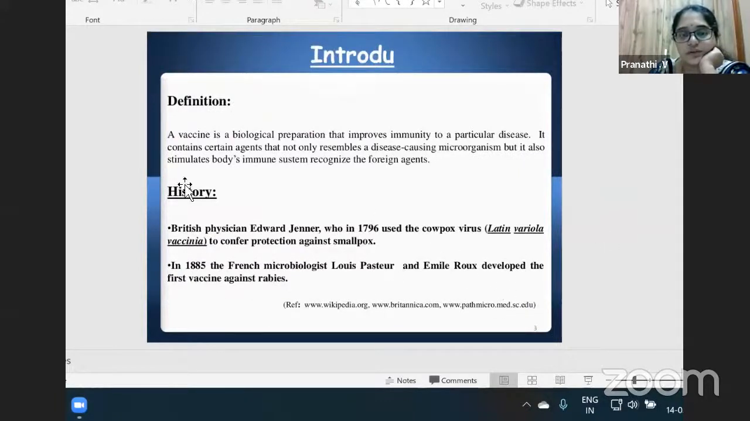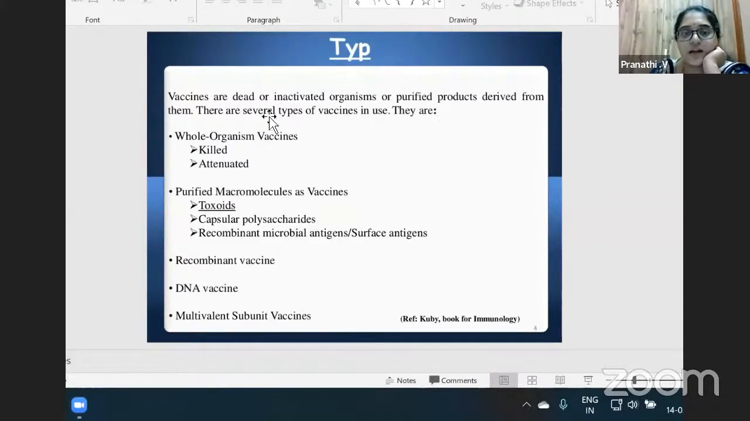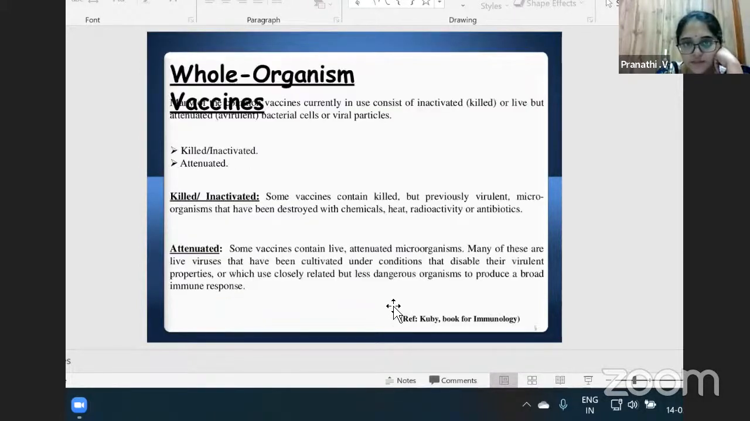This is the history and the definition of vaccines. Again, types of vaccines include the killed and attenuated in the case of whole organism vaccines, purified macromolecules as vaccines such as toxoids from the bacteria, capsular polysaccharides, recombinant microbial surface antigens, then recombinant vaccines and DNA vaccines, and the multivalent subunit vaccines. So we will come to this in a minute.